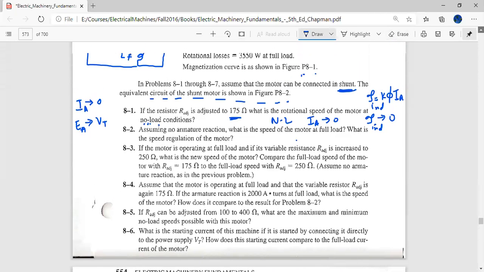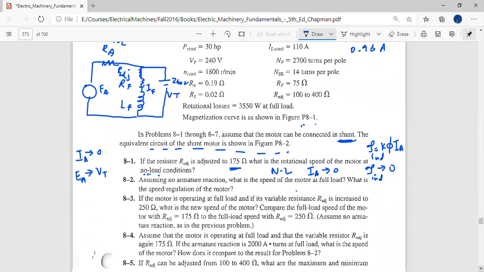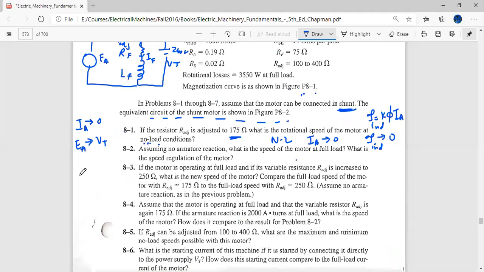Because of the relationship, if the outer loop is considered, VT is equal to EA plus IA RA. And we already said that IA goes to 0 at no load. So at no load, VT is equal to EA. So at no load, EA will become 240.